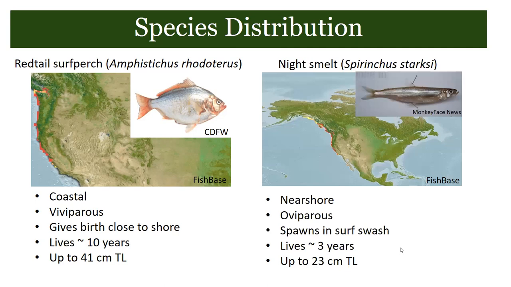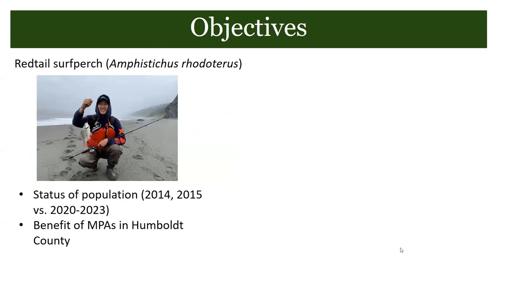The second species is night smelt, or Spirinchus starksi. This is also a nearshore species, but can live offshore. They're oviparous. That means that they have external fertilization, and the males and the females release their gametes into the surf swash, where there's external fertilization. The eggs stick to the sediment, and then they hatch eventually after a couple of weeks. These fish live much less, no more than 3 years, and are much smaller, no bigger than 23 centimeters in total length. These are both important cultural species for the tribal nations in our area. They're considered key indicator species for some of the tribal nations in coastal Northern California.